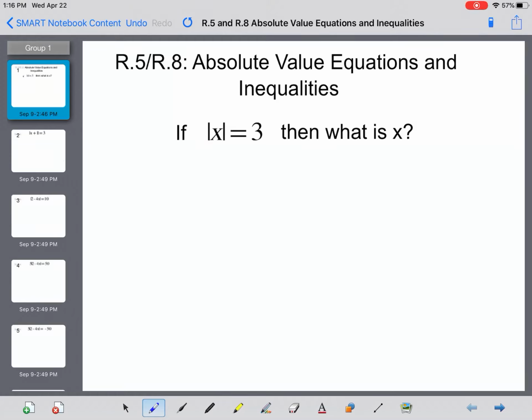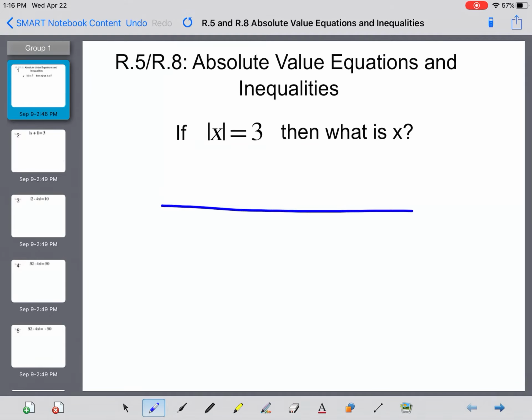Hey folks, today we're going to be working on sections R5 and R8. These are going to be from the review chapter, and we are going to be working on absolute value equations and inequalities. This is going to help us with our calculus prep for when you get to Calc 1. So we're going to start with, say, the equation, the absolute value of x is equal to 3.